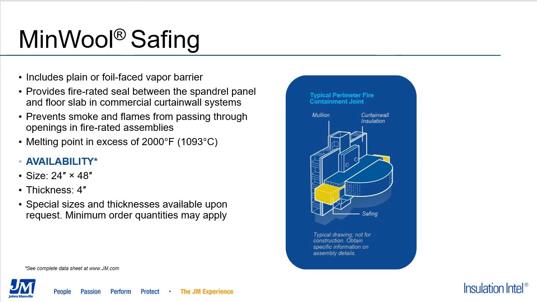So safing is sold in a 24 by 48 inch bat, but it is cut into strips. You can see on the image on the right, that yellow piece is safing that is cut into a strip. What that image is showing you, that semicircle to the right, is the end of typically a cement floor, and to the left of that image is your exterior cladding or your curtain wall system, and the safing gets stuffed into that gap in between those two things, again, to stop the spread of flame from floor to floor in the event of a fire.